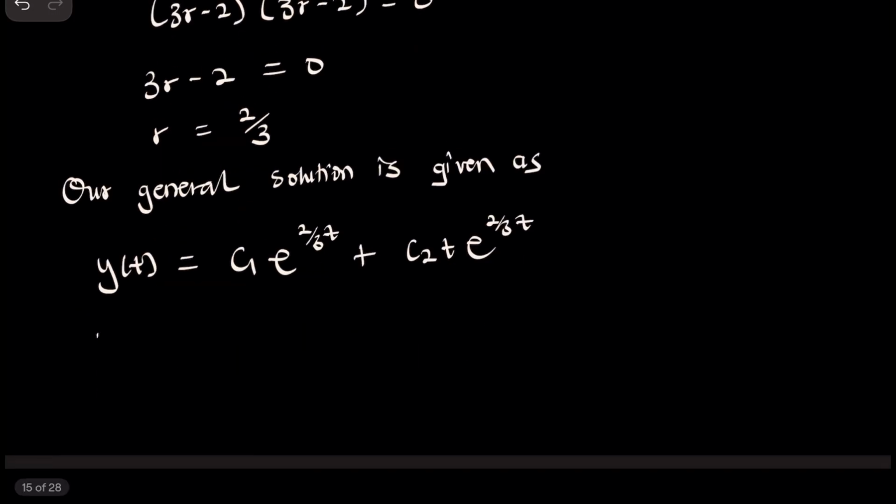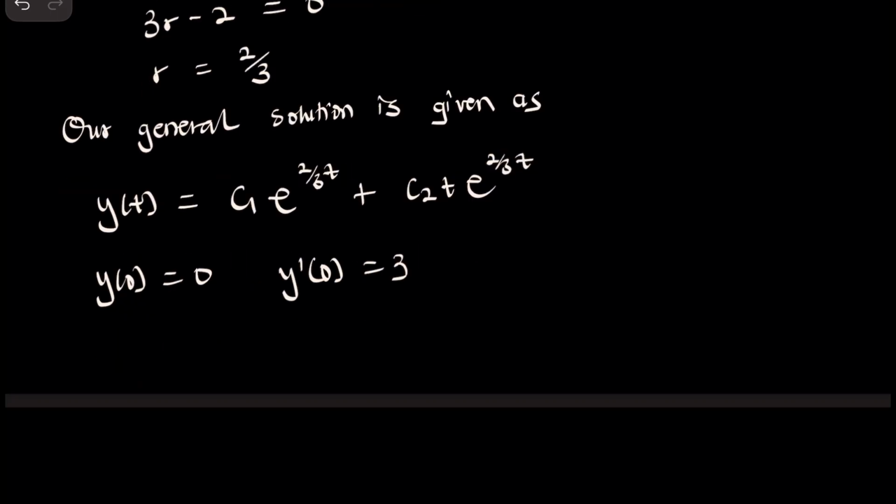With the initial condition, we have y of 0 is equal to 0 and y prime of 0 is equal to 3. Substituting the first initial condition, we are going to have 0 is equal to c1 e exponent 0 plus c2 times 0 e exponent 0. Thus, c1 is equal to 0. Now let's solve for c2. So to solve for c2, we have to differentiate y.